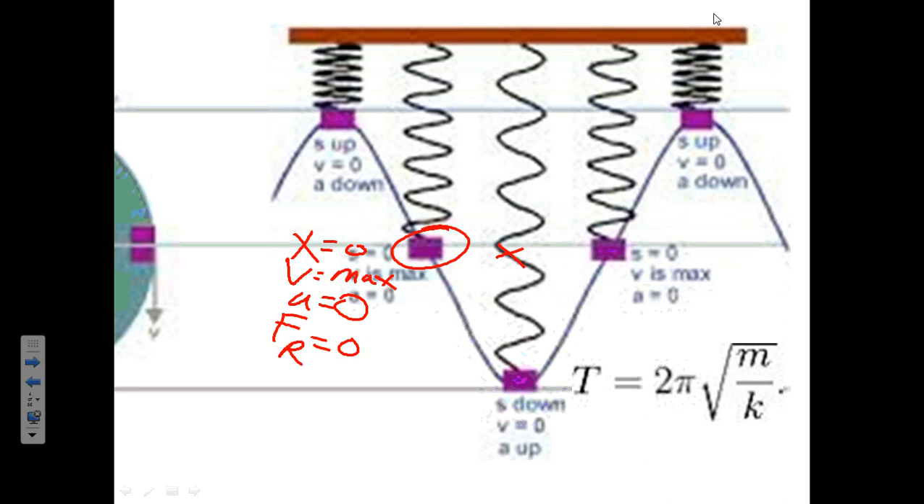Continues to go down to this point. As it's going this way, what's happening to the size of the restoring force? It's going up. But it's getting bigger in which direction? Up, right? So since the force is this way, but the velocity is that way, what starts to happen to the velocity? It starts to go down.